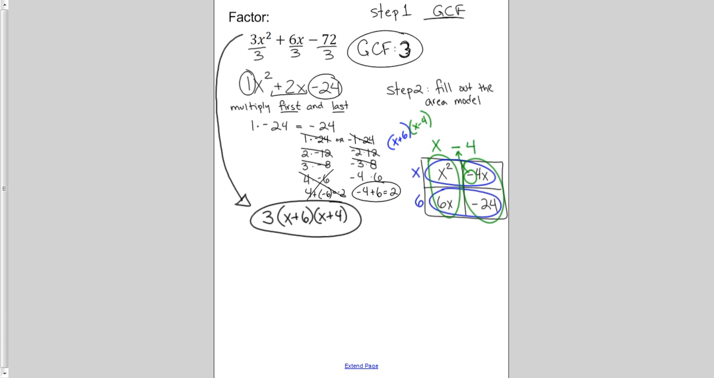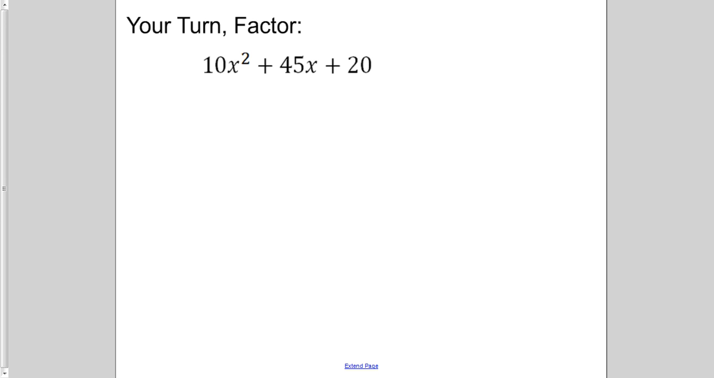It is now your turn. So here is a polynomial to factor. Make sure you check for a GCF first, and then do your steps to fill out the area model. Pause the video now.